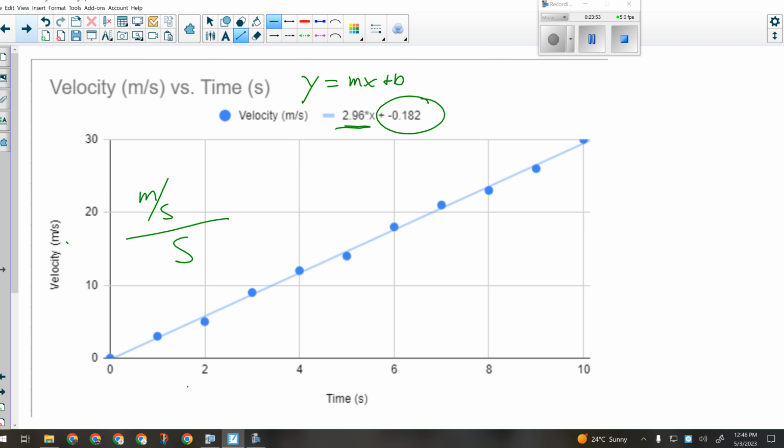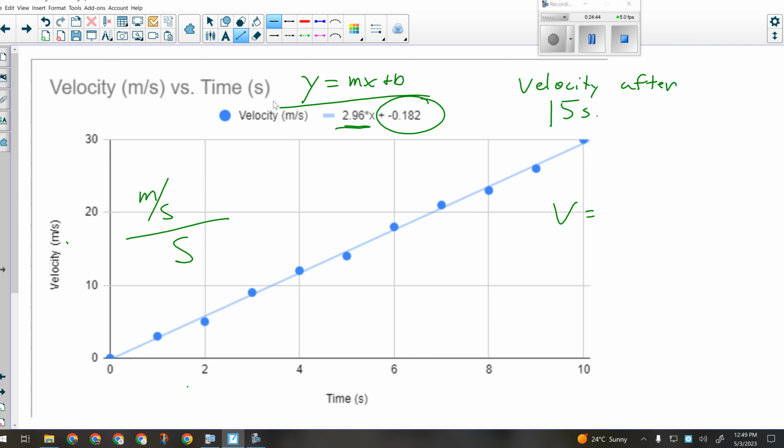Okay, I want you guys to do a calculation for me. I want you to calculate for me what the velocity of this object would be after 15 seconds. Velocity of this object after 15 seconds. I'm going to solve for the velocity after 15 seconds. What part of this equation am I solving for? The y. Which axis is velocity on? The vertical one, so y. Right? So I'd be solving for y.